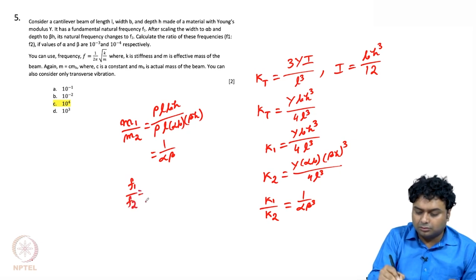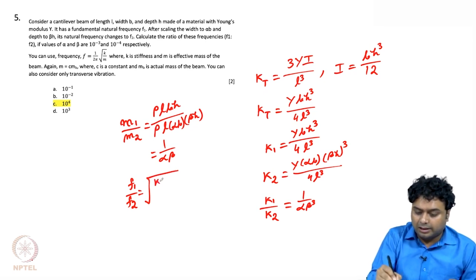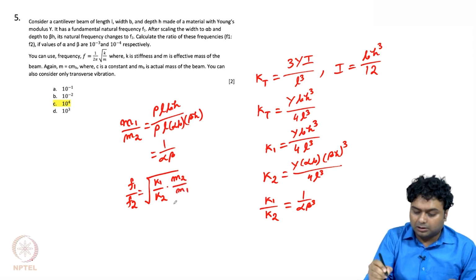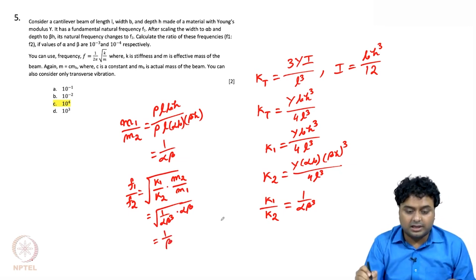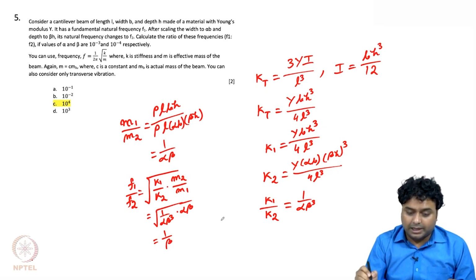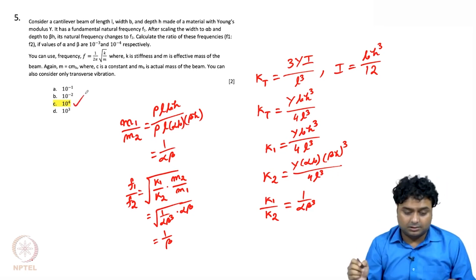So F1 by F2 is equal to, 1 by 2 pi will get cancelled, and then you get square root of K1 by K2 into M2 by M1, and that is equal to square root of 1 by alpha beta cube into alpha beta, and that gives you only 1 by beta, and beta was mentioned as 10 to the power minus 4. So 1 by beta is 10 to the power 4. So the correct option is 3.